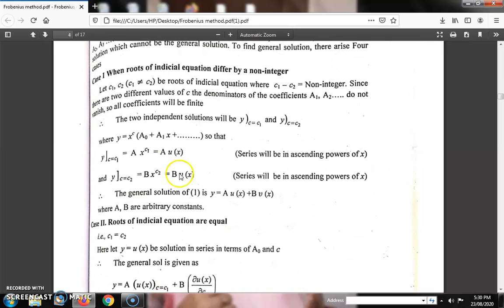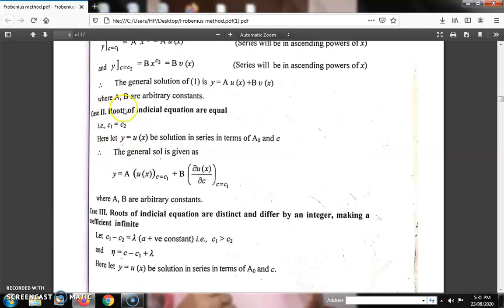After that you will get four cases here. The first case is when the roots of the indicial equation differ by a non-integer. You will get two different roots, but when you subtract these roots, you will get a non-integer. Then you will get two solutions from there: one by putting c equals c1, and another by putting c equals c2. And the general solution will be a u(x) plus b v(x). This will be case 1.